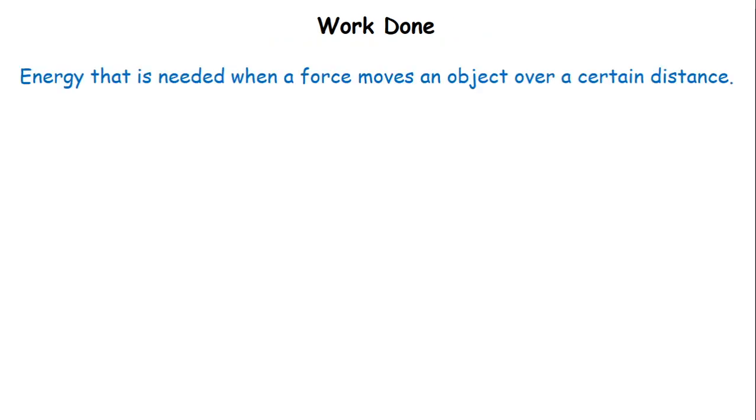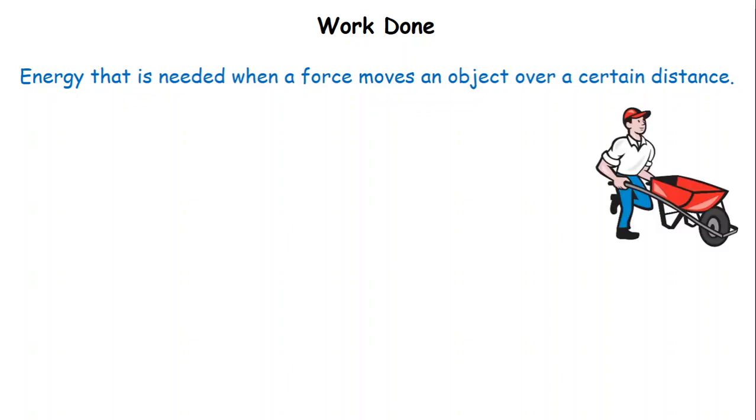Work done is the energy that is needed when a force moves an object over a certain distance. So for example, if you push a wheelbarrow over a certain distance, you use a force, and the work done here is the energy that you need to do this.